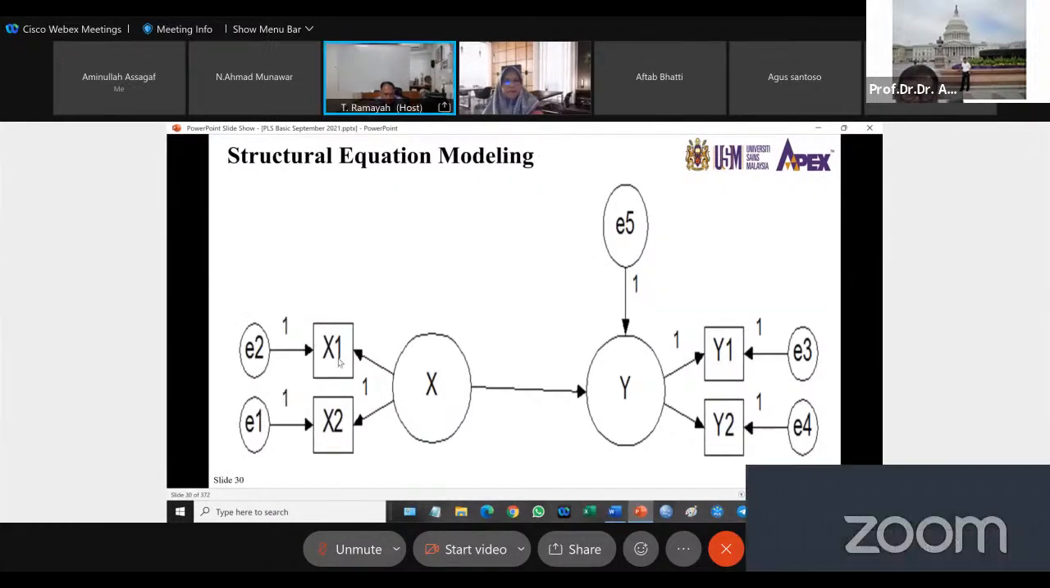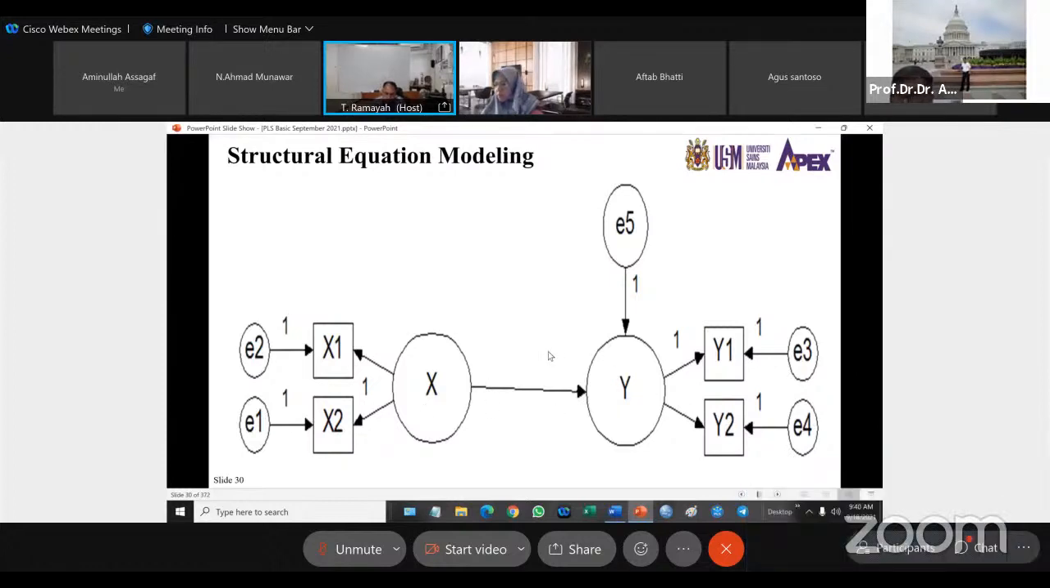The first equation is x1 is a function of e2 plus x, x2 is a function of e1 plus x, y is a function of x plus e5, y1 is a function of y plus e3, and y2 is a function of y plus e4. So we have 5 equations developed in the algorithm, and the difference between SPSS and structural equation modeling is that in SPSS, we can only run one equation at a time, whereas in SEM, we run multiple equations simultaneously. So that's why the term structural equation model.